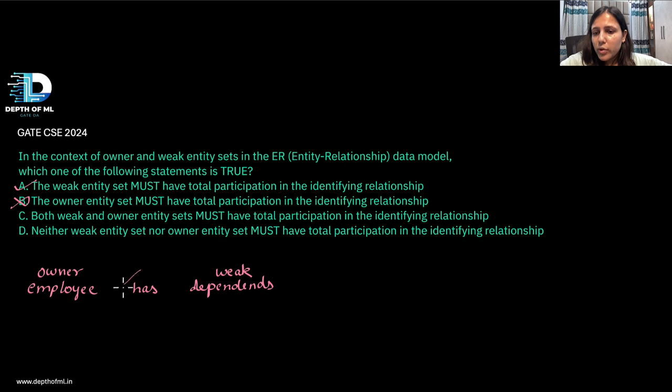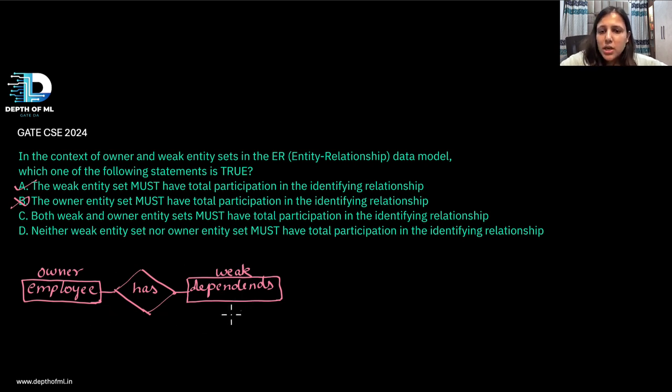So here what you have is this relationship has, and these are 2 entities over here. So an employee may not have any dependents. It might happen that some employee does not have any dependents. For example, there could be reasons why the employee does not have dependents. If that happens, then the employee need not participate in this relationship. So this B option is incorrect.